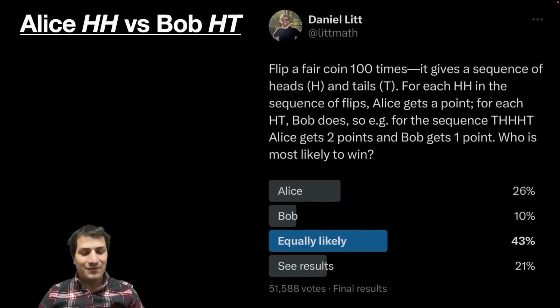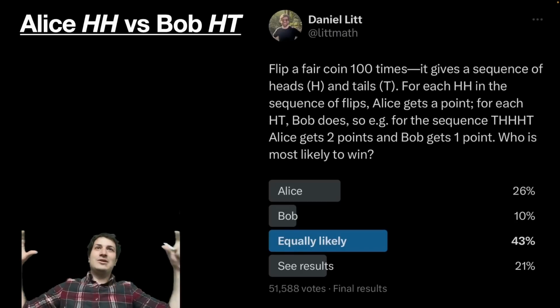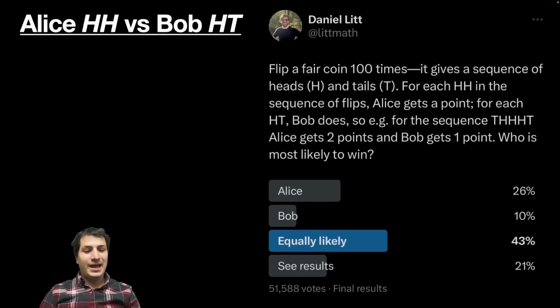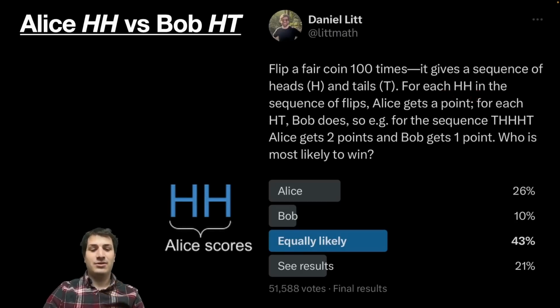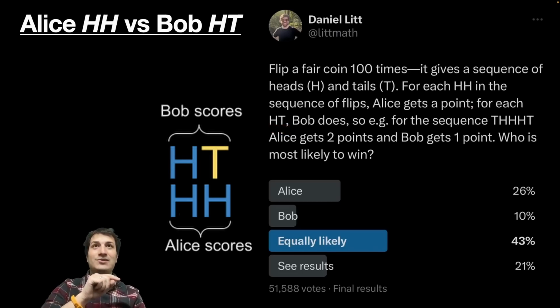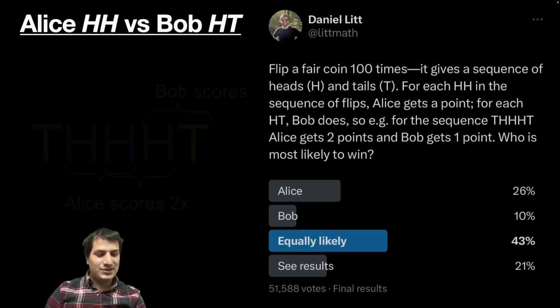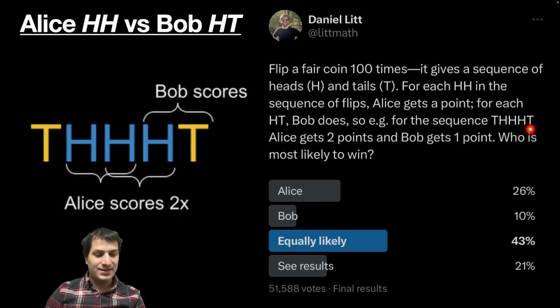Here's how it works. First, we're going to flip a coin 100 times. So we have a sequence of heads and tails of length 100. Every time there's a heads heads, so 2 heads in a row, Alice gets a point. And every time there's a heads tails, a heads followed by a tails, Bob gets a point. So for example, the sequence tails, heads, heads, heads, tails, Alice gets 2 points and Bob gets 1 point.